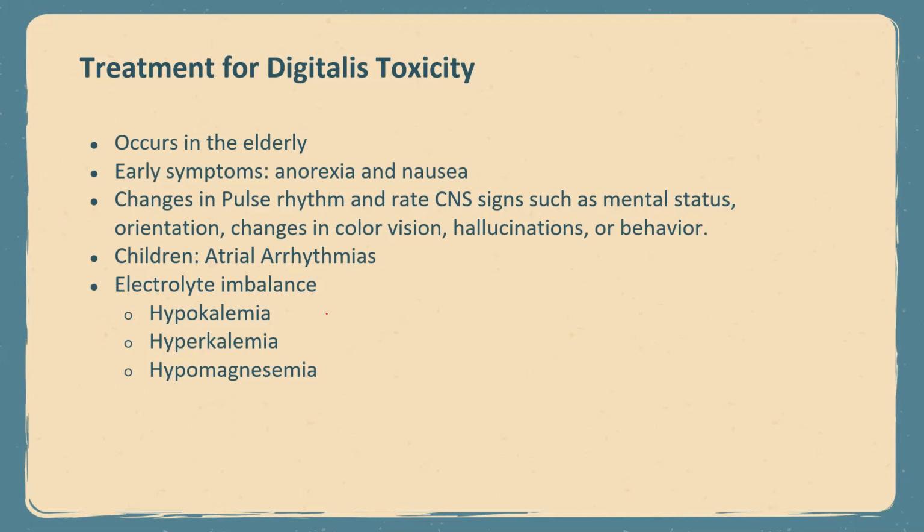Aside from that, any change in the pulse rhythm or rate, and in the central nervous system, such as mental status, orientation, changes in color vision, hallucinations, or behavior are some of the manifestations of a patient experiencing toxicity to digitalis glycosides. For children, toxicity is detected if the patient experiences atrial arrhythmias.